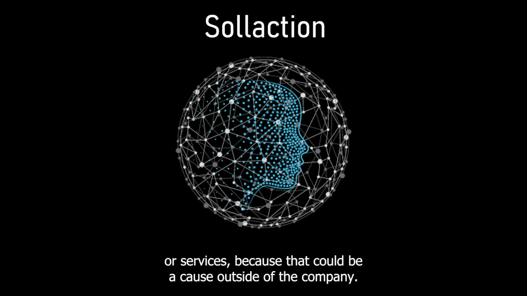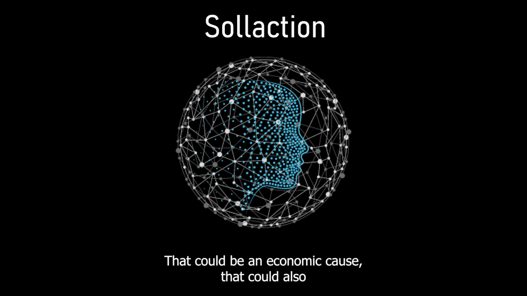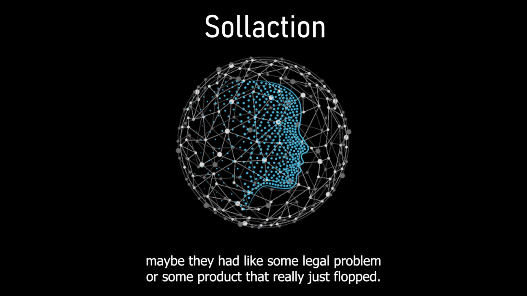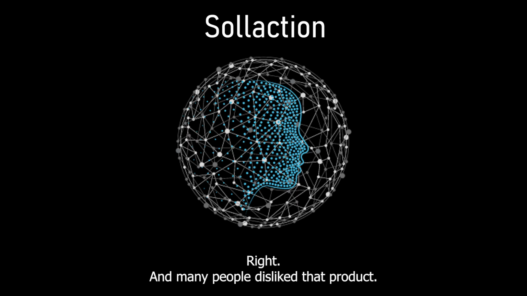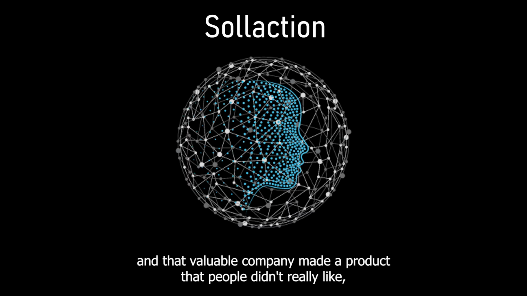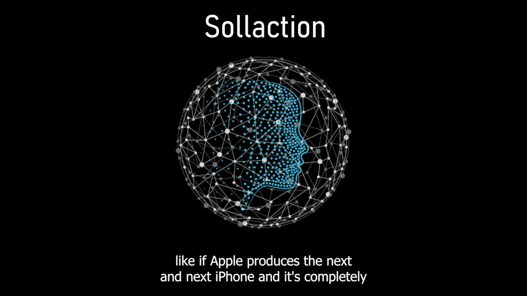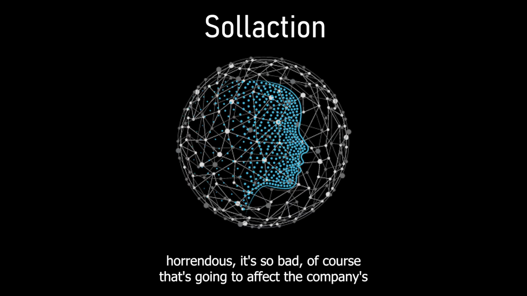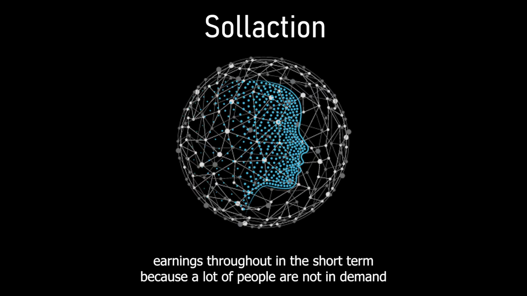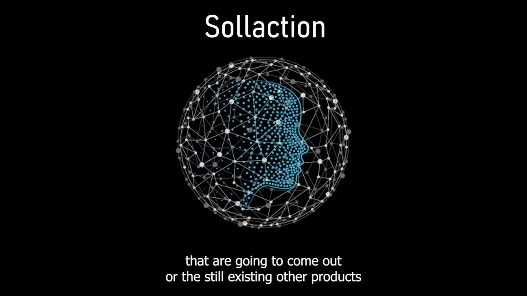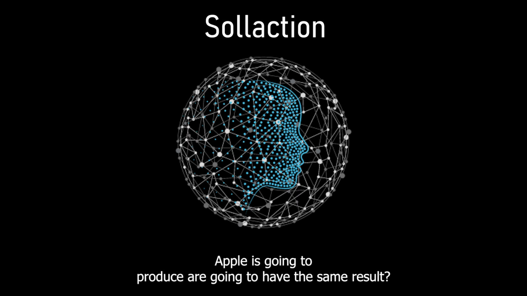Because that could be a cause outside of the company. That could be an economic cause. That could also be internal, maybe they had some legal problem or some product that really just flopped, right? And many people dislike the product. But think about it, if there's a really valuable company and that company made a product that people didn't really like, that doesn't matter as long as the company has really good products. Like if Apple produces the next iPhone and it's completely horrendous, of course that's going to affect the company's earnings in the short term because a lot of people are not in demand for that product. But does that mean that the next products that are going to come out, or the other existing products Apple produces, are going to have the same result? No, that's what I mean.